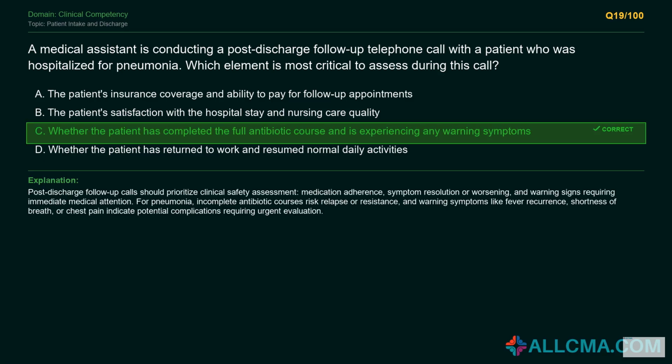The correct answer is C. Post-discharge follow-up calls should prioritize clinical safety assessment, medication adherence, symptom resolution or worsening, and warning signs requiring immediate medical attention. For pneumonia, incomplete antibiotic courses risk relapse or resistance, and warning symptoms like fever recurrence, shortness of breath, or chest pain indicate potential complications requiring urgent evaluation.